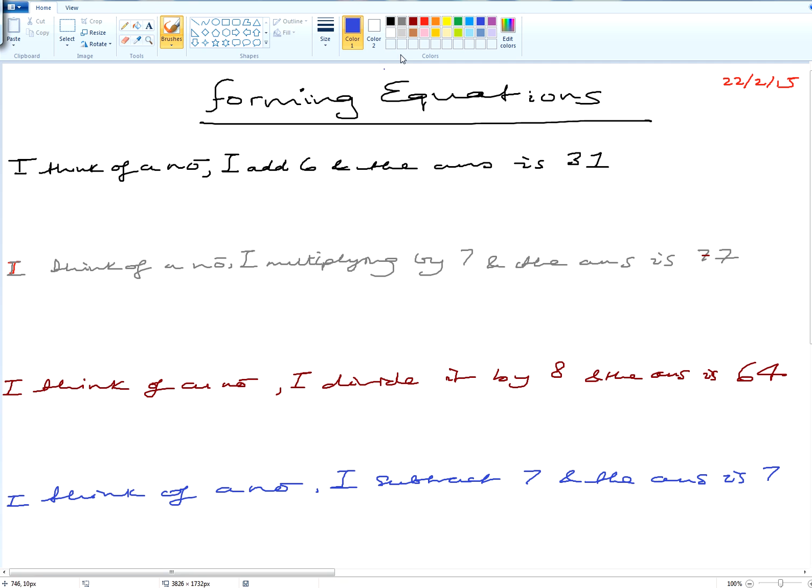Bismillahirrahmanirrahim. I think of a number. I add 6 and the answer is 31. Some of you probably know the answer mentally in your head. But what we're concentrating on today is the technique of changing English into maths. So let's have a go at that.